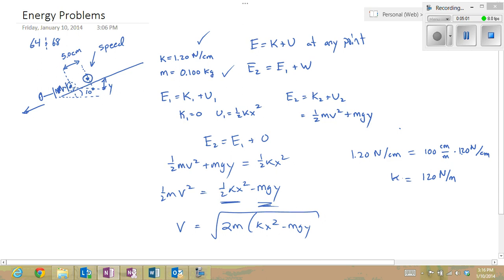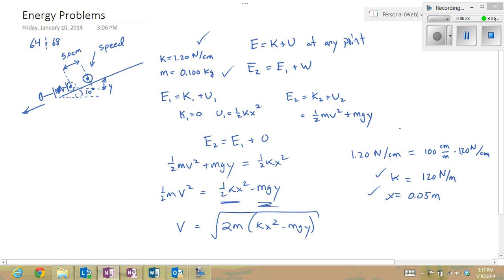So I now know K. So I know M and K. And do I know the distance that the spring was pulled back? Yes, X was equal to 0.05 meters. So I know X. I know M. I know G. And I know Y. Well, do I know Y? Again, we have to get Y from our geometry.